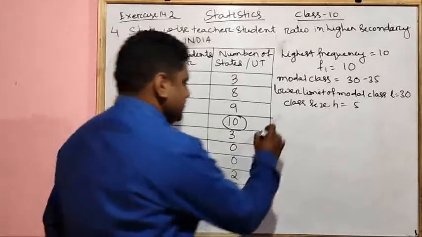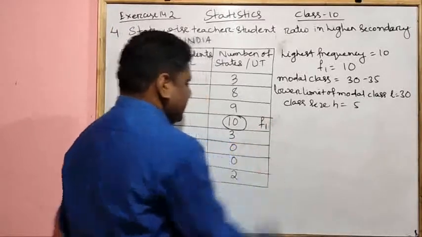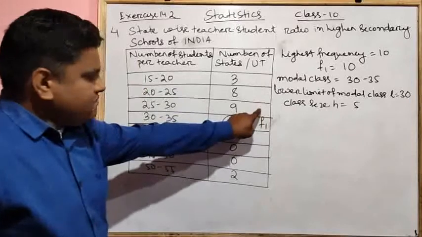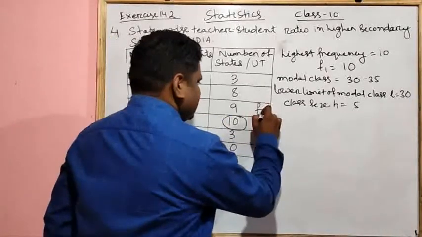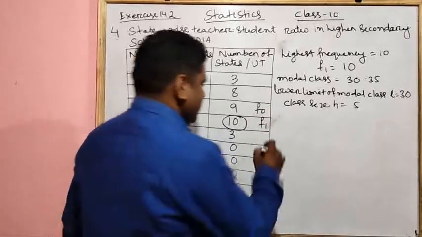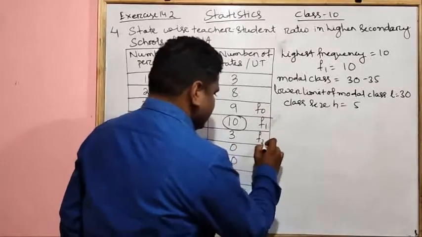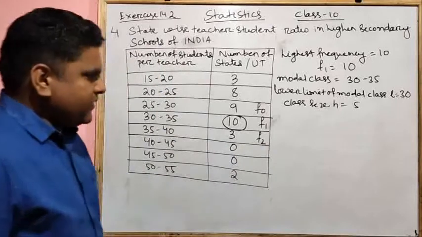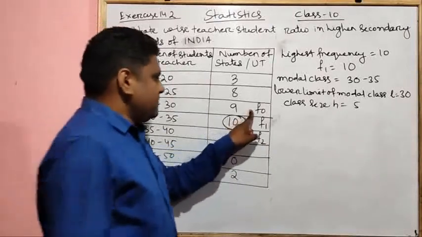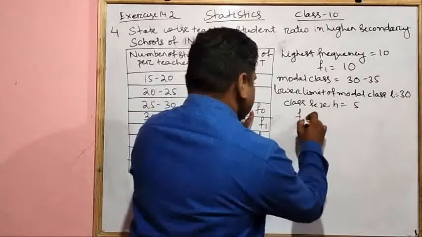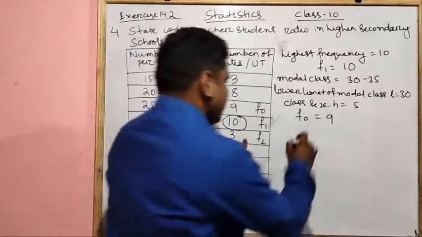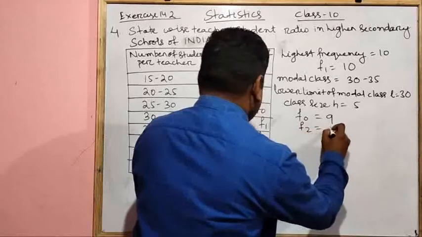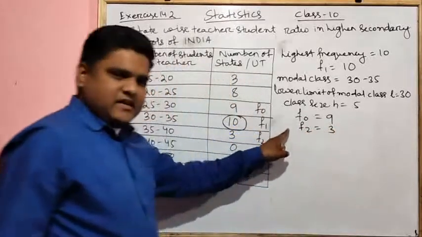This is F1. The frequency of the preceding class is called F0, and the frequency of the succeeding class is F2. We have to write: frequency of preceding class F0 is equal to 9 and frequency of succeeding class F2 is equal to 3. We have to write this statement clearly.